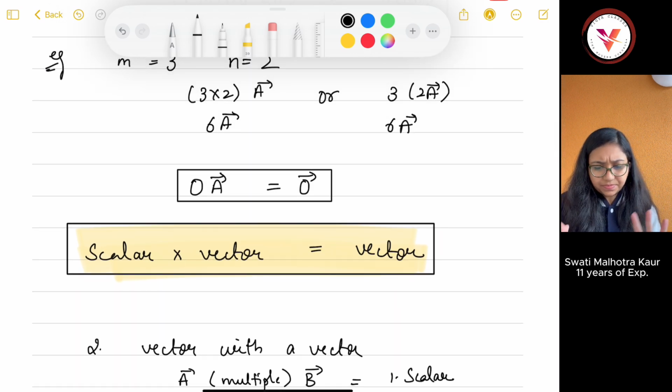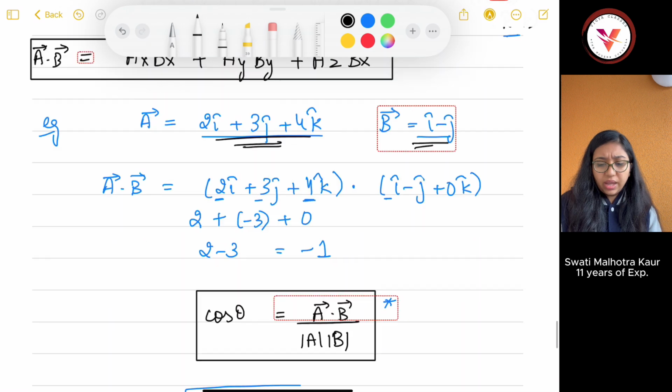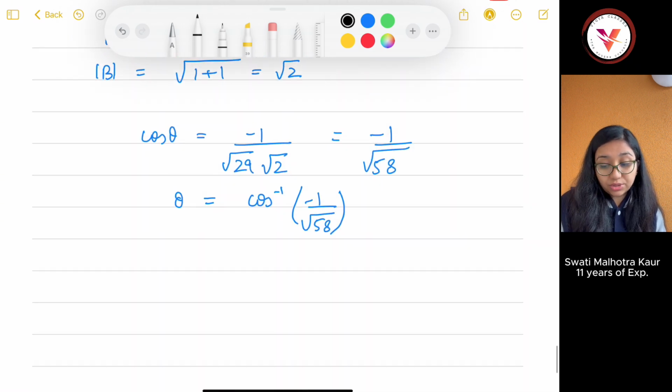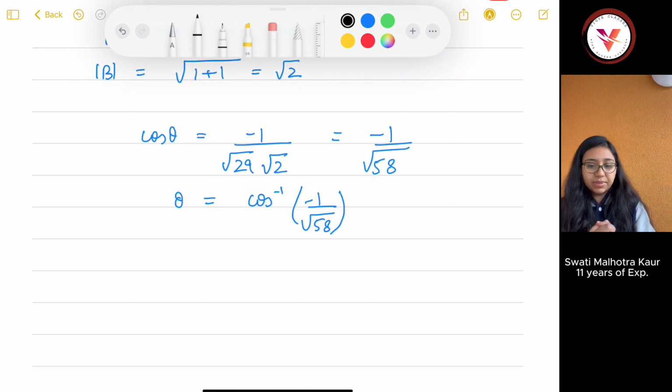So this is all for today's video. In the next video, we'll learn some more properties of scalar products. We'll see more examples and we'll do some more numericals on scalar product.